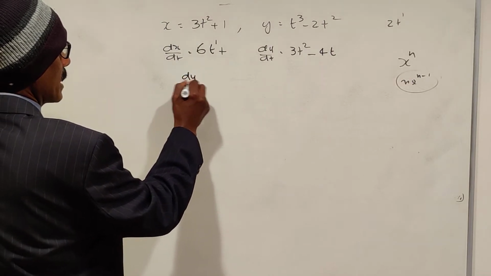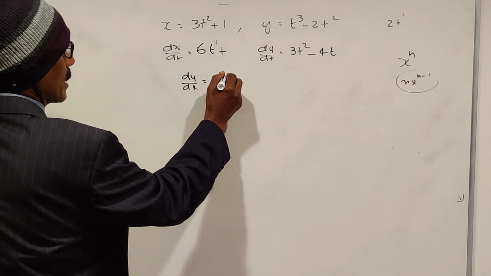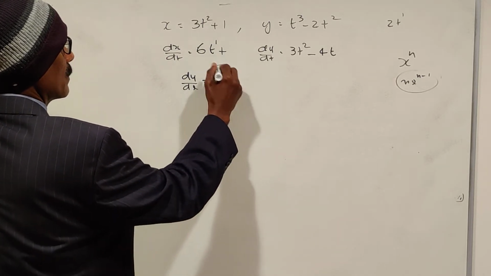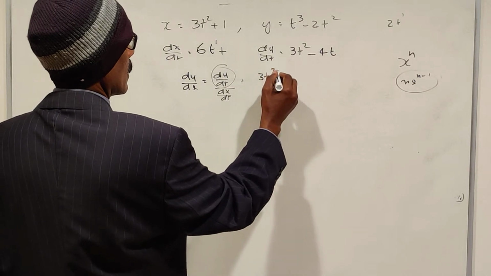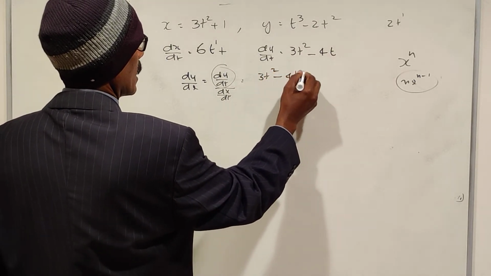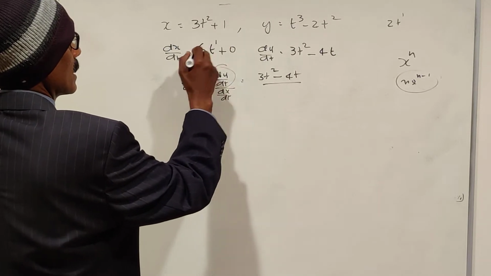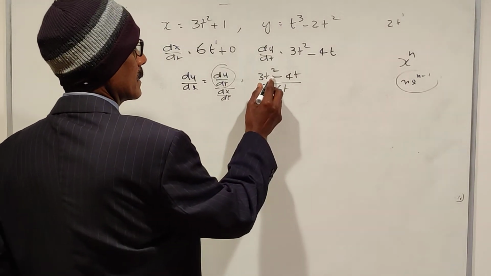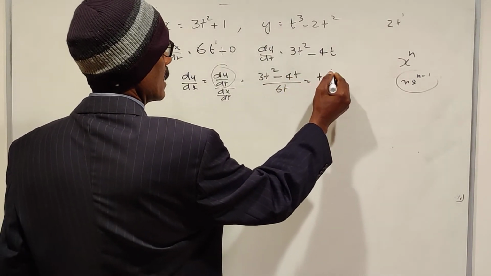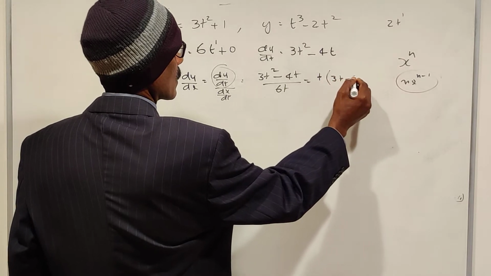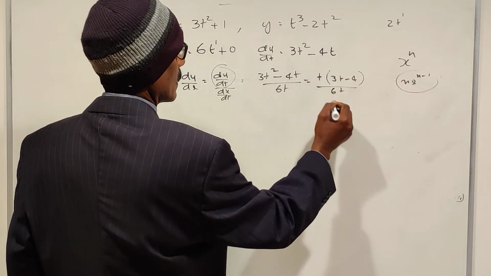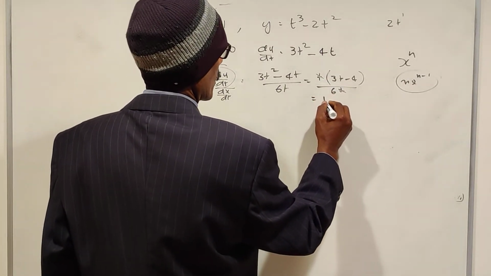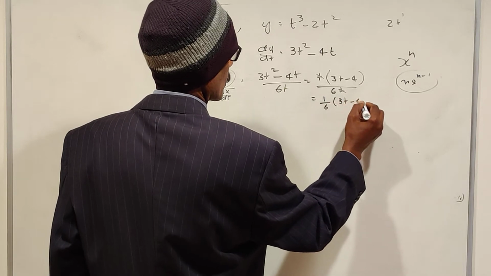What is dy by dx? dy by dx is dy by dt divided by dx by dt. What is dy by dt? 3t square minus 4t divided by 6t. So you can take out one t outside, t into 3t minus 4 divided by 6t. Okay, t cancels. So this is the answer, 1 by 6 into 3t minus 4.